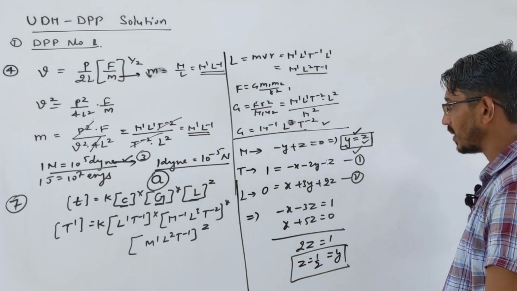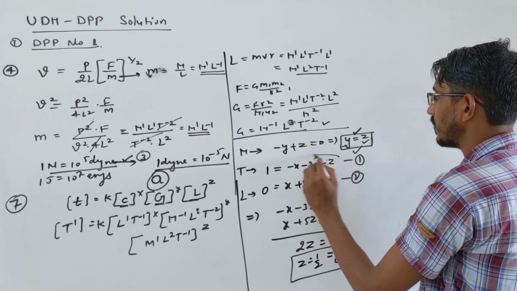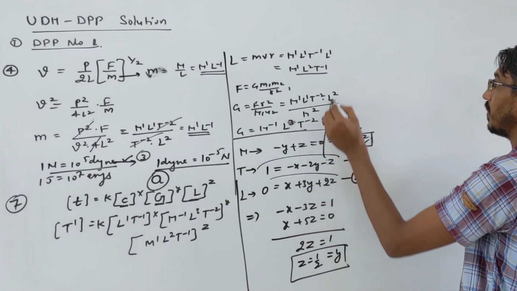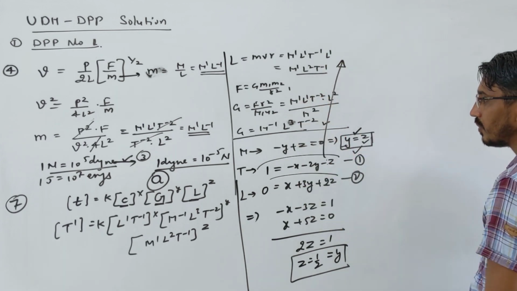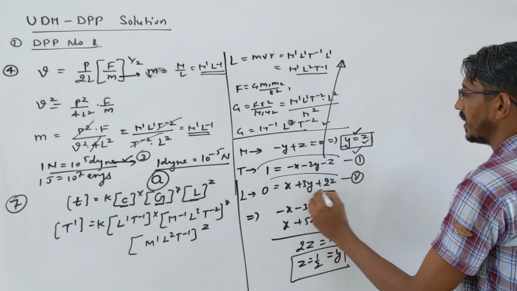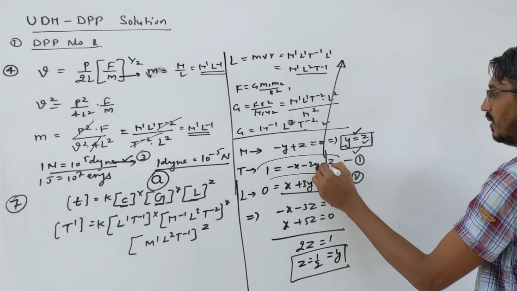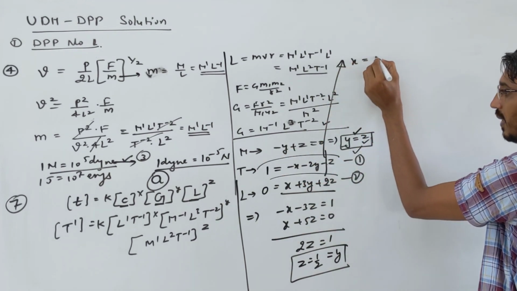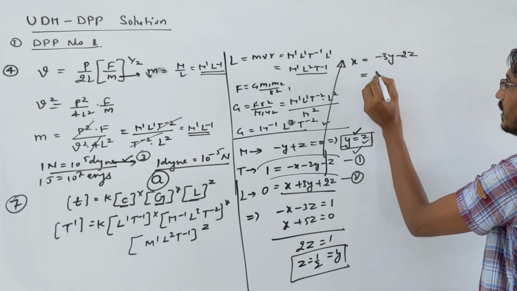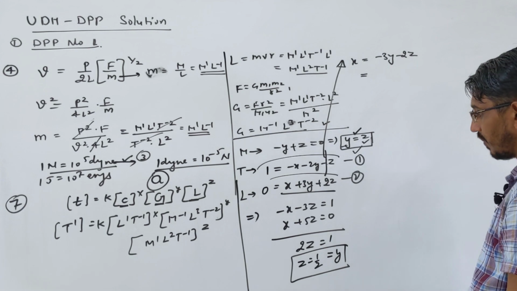Now we have to find x. You can use any formula. Let's use this formula or this one, it doesn't matter. Okay, let me write this equation here on top. So I have to find x. This is looking simple to me. Second equation: x should be equal to minus 3y minus 2z, right? Okay. So how much is y given?